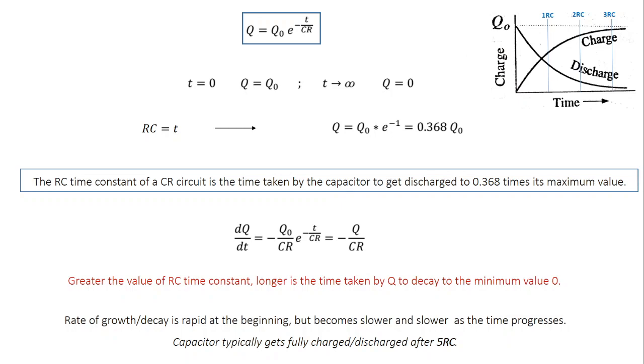Now, if you look closely at this graph, you will find one intriguing aspect. So, let's denote different time points here. So, you know, at 1 RC, the charge grows to 0.63.